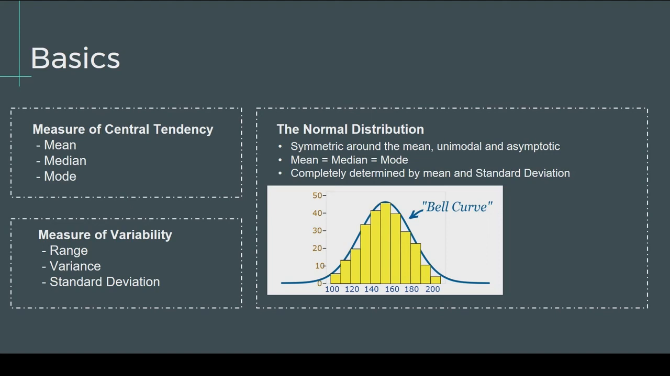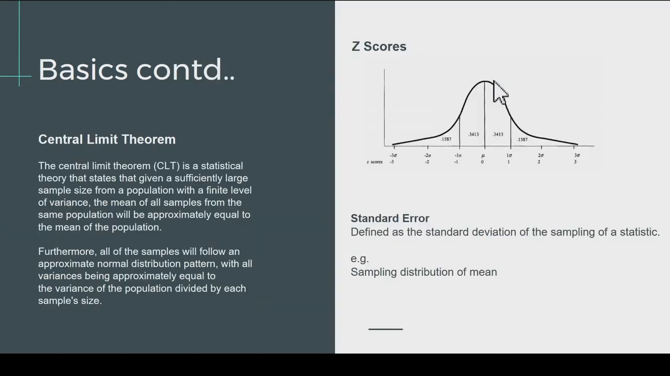We move on to a very important term, the central limit theorem, which will help us understand this better. So, the central limit theorem is a statistical theory that states that given a sufficiently large sample size from a population with a finite level of variance, the mean of all samples from the same population will approximately be equal to the mean of the population.